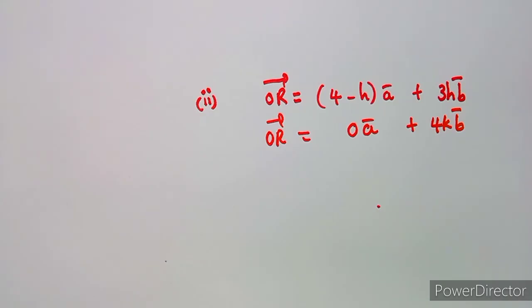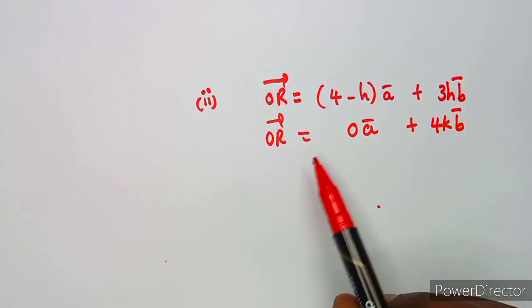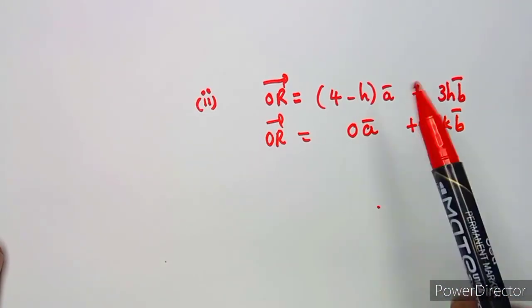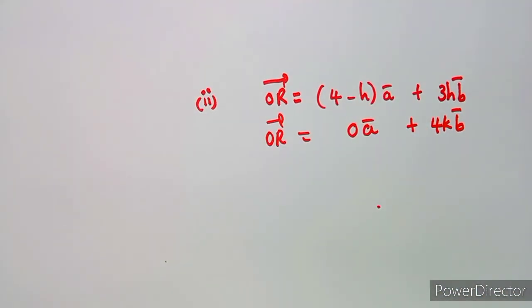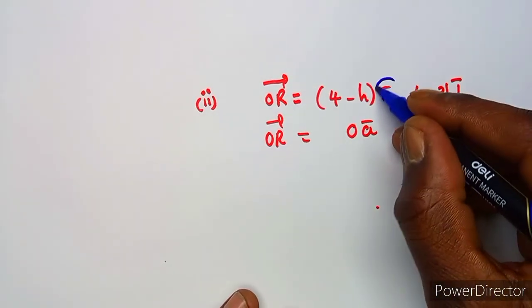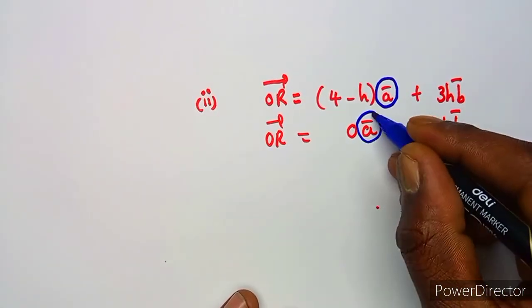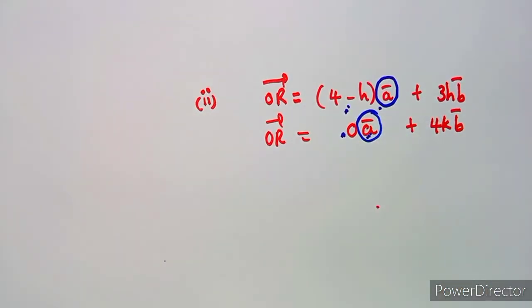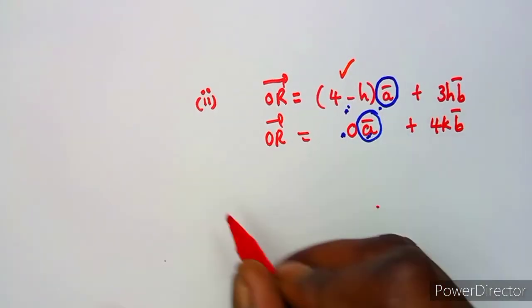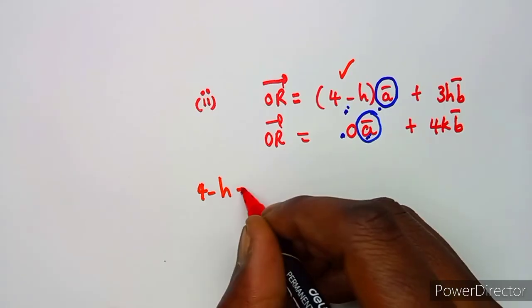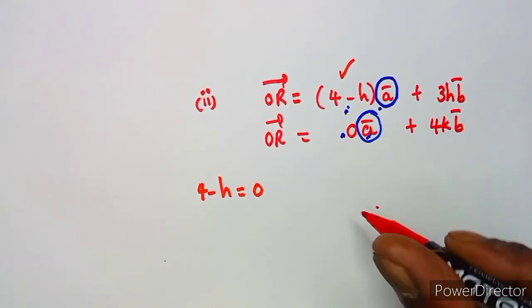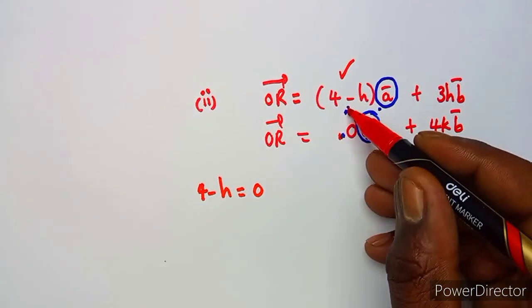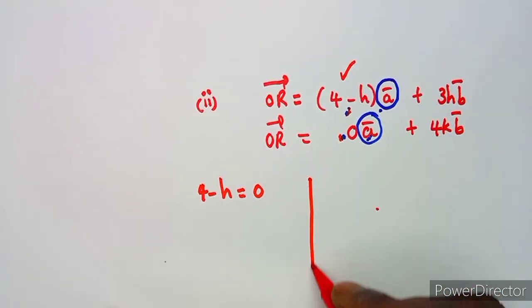Okay, so how are we going to find the values of H and K? Remember, guys, I told you that once you've got equal vectors like this, you can equate the parts that have vector A here. This is your vector A, this is your vector A. You equate these two that are affecting vector A, which means we are going to equate this 4 minus H to this 0 here. You equate the coefficients, these ones. Okay, so that's your first equation.